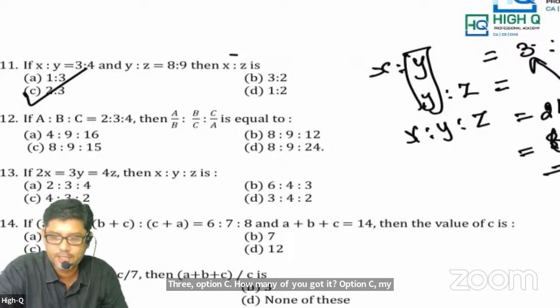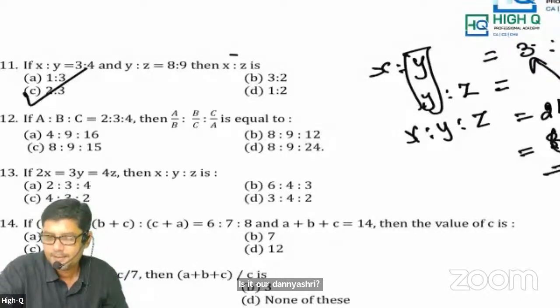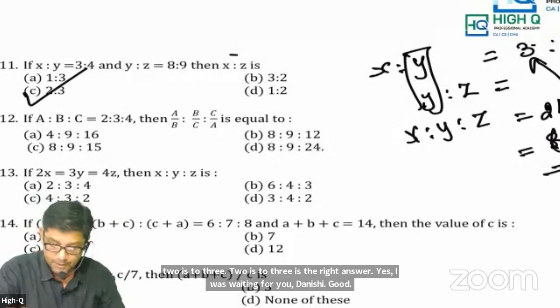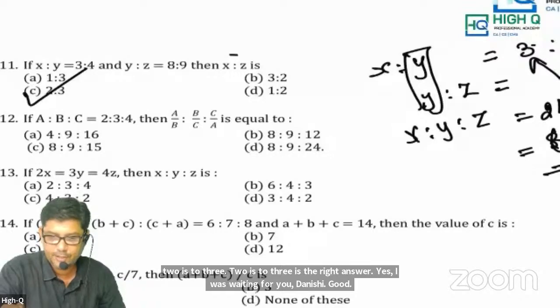Danyashri. Wow. Is it our Danyashri? Yeah. 2:3 is the right answer. Yes. I was waiting for you, Danyashri. Good. 2:3 is the answer. Okay. Fine. This time we should rock.